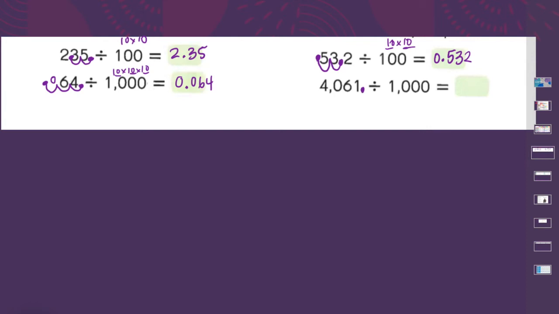I plant my decimal point at the end of the number, and dividing by 1,000, I know I'm going to move my decimal point 3 place values to the left. So 1, 2, 3. It is 4.061.